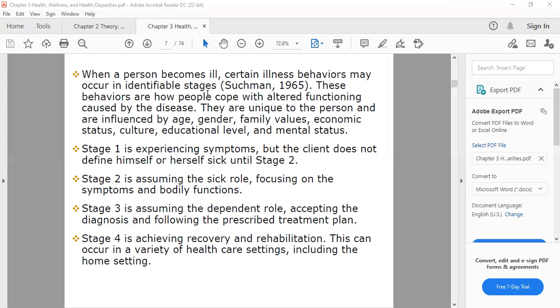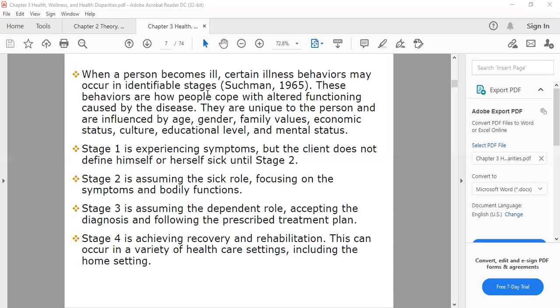And then 4 is recovery and rehab. So like someone was in the hospital, they accepted the dependent role while they were in the hospital, they took the prescribed treatment. Now they're being discharged to the nursing home where we're going to do rehab for this MI or whatever. We're going to do a long term to help them recover or get back to that previous level of functioning. So that's going to be where stage 4 comes in.